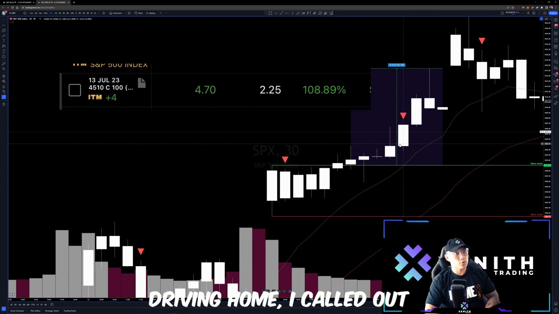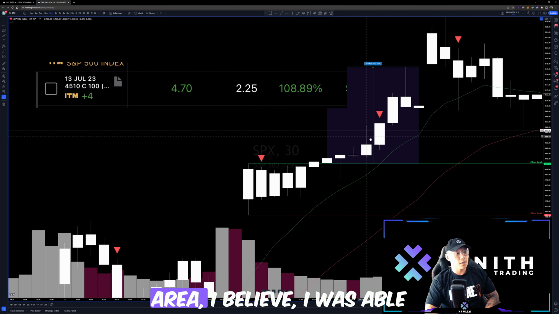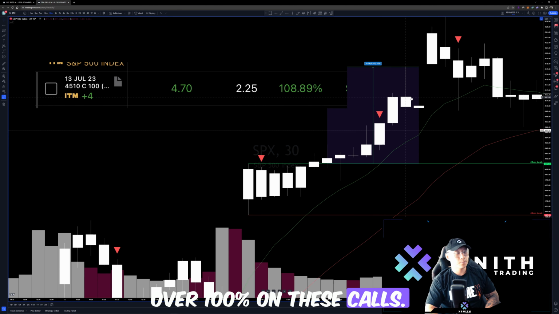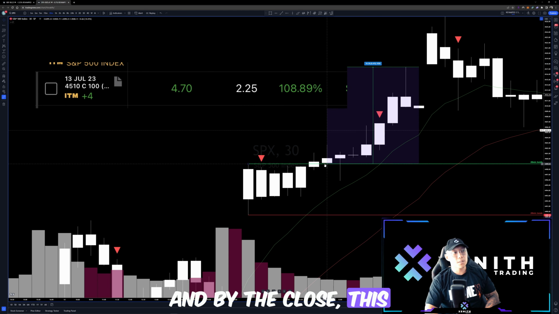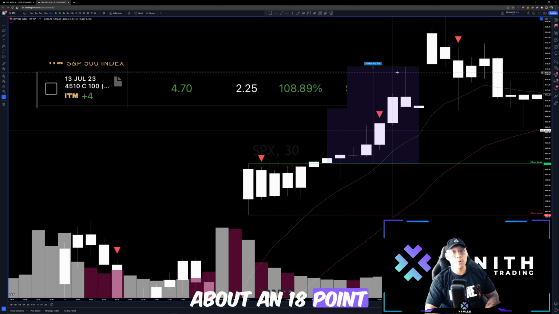In the chat, while I was driving home, I called out 4510, right around this area, I believe. I was able to capitalize that for over 100% on these calls. And by the close, this break and hold of the inside candle provided about an 18-point move into the highs.